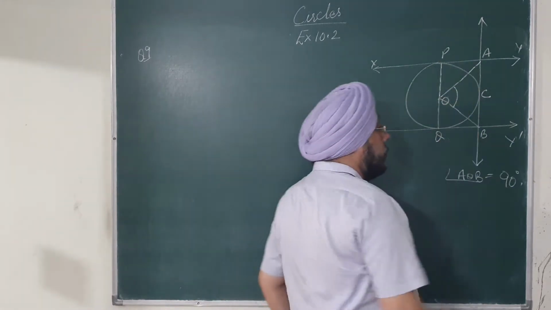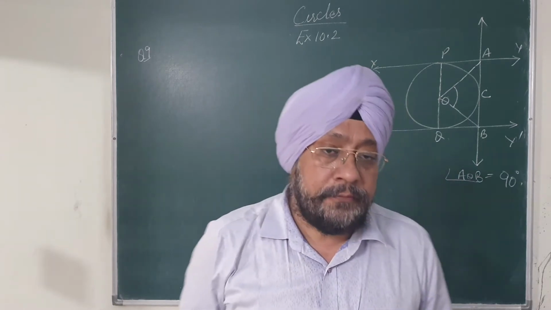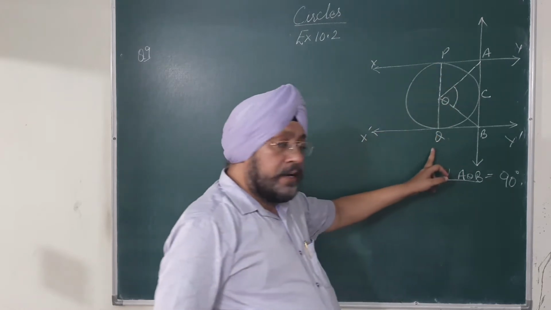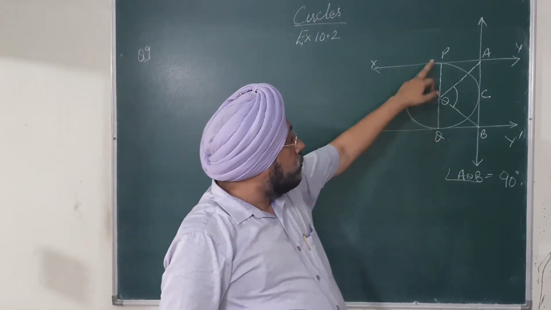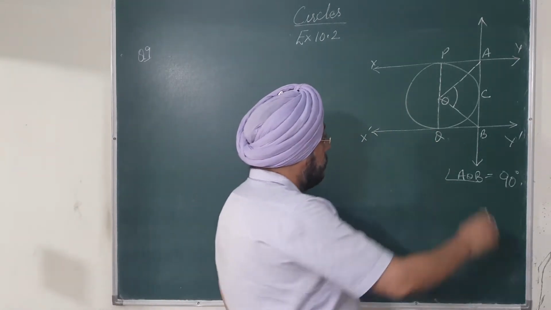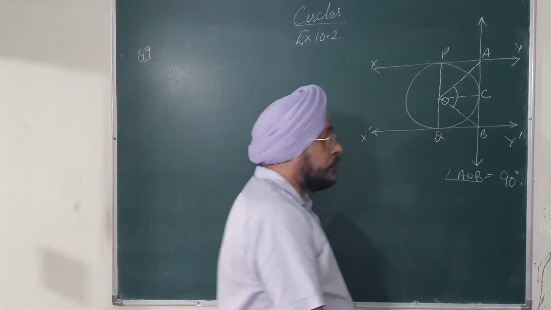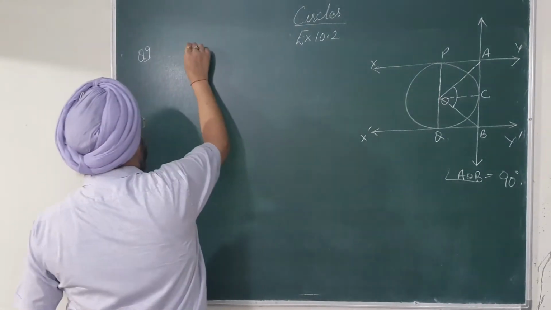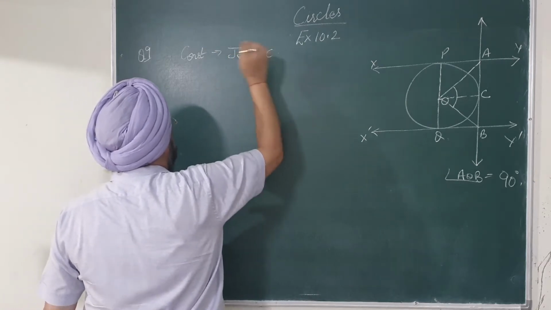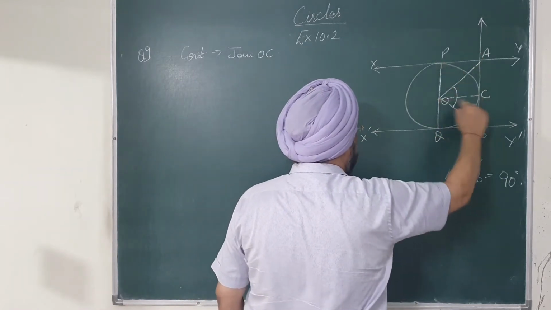Since we know that the two tangents are parallel to each other if they are at the end of the diameter, it means PQ must be a diameter. If PQ is a diameter, then OP and OQ must be the radius of the circle. So one construction we have to draw: just join OC. So the first construction is join OC.